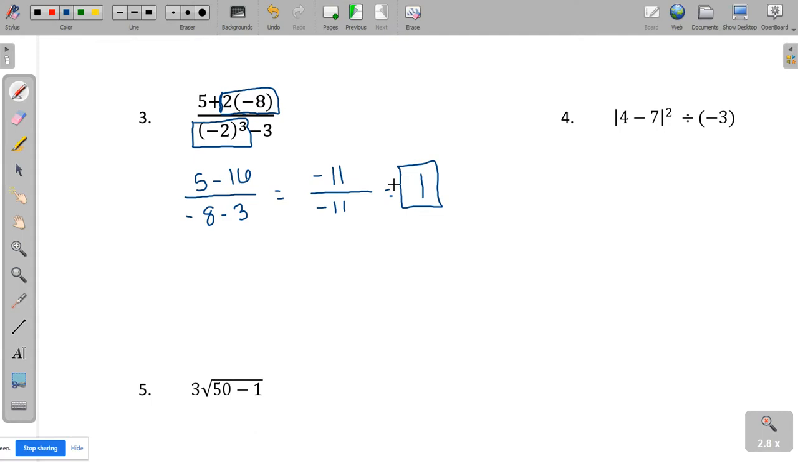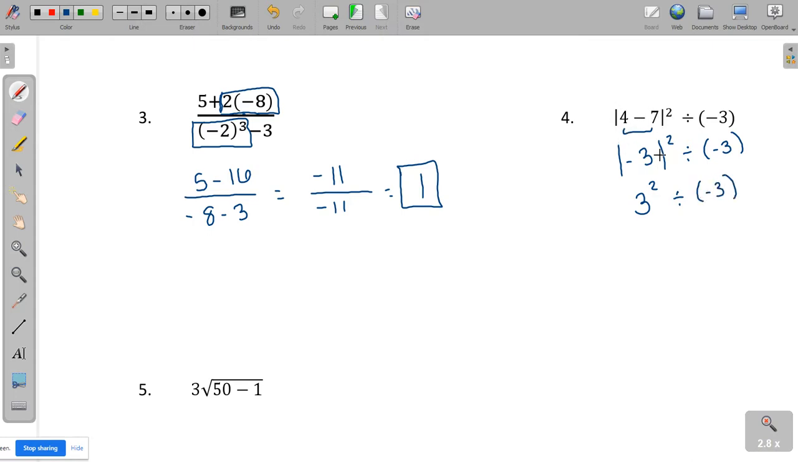Let's look at the next one. We have absolute value. So we're going to think of that as parentheses. So we're going to simplify the inside first. So 4 minus 7 is -3. We're going to take the absolute value of it and bring everything else down. Absolute value of -3 is a +3. Bring everything else down. So we got rid of that parenthesis, or that absolute value.